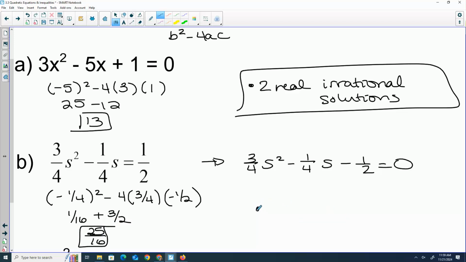What does that tell me? It's 2 real because it's positive. What else does it tell me? Rational. Can you do the square root of 25/16? Yes, so it will be rational. We'll get nice answers.